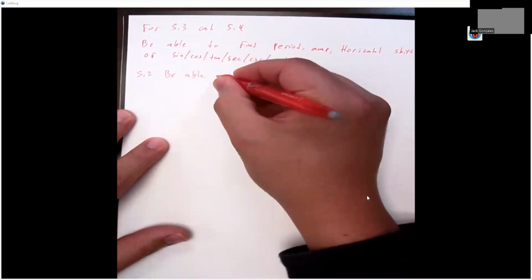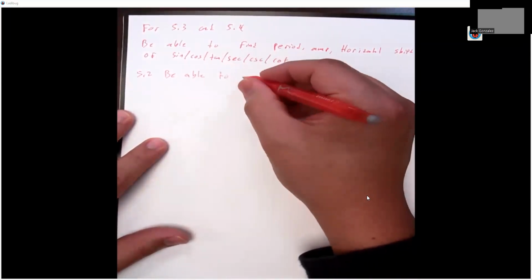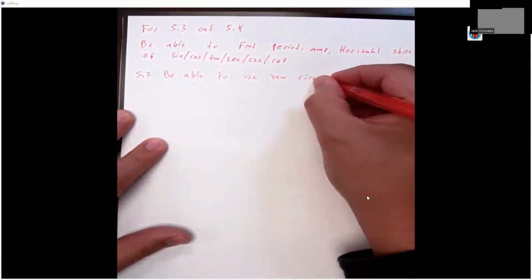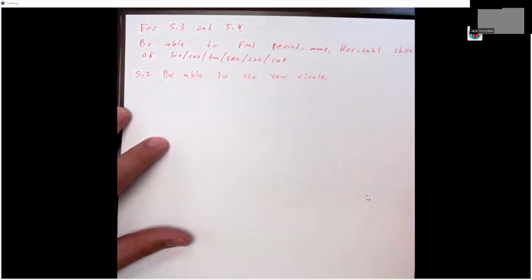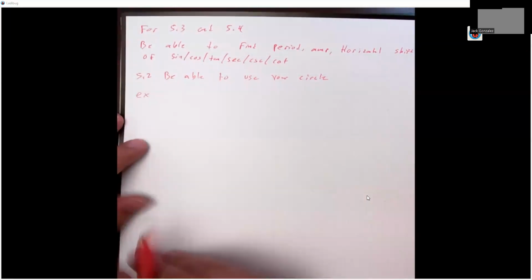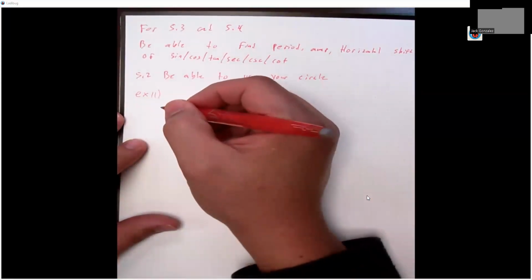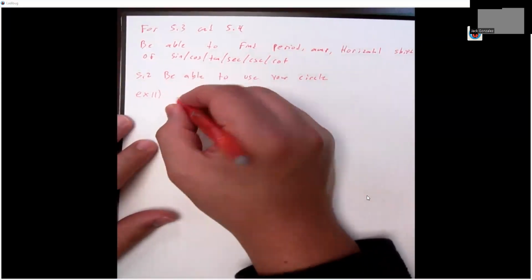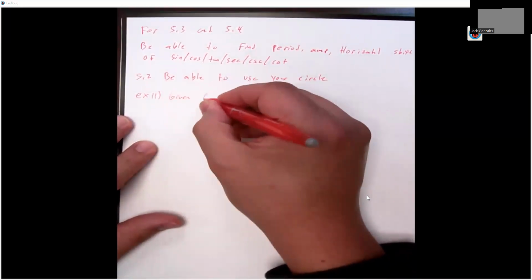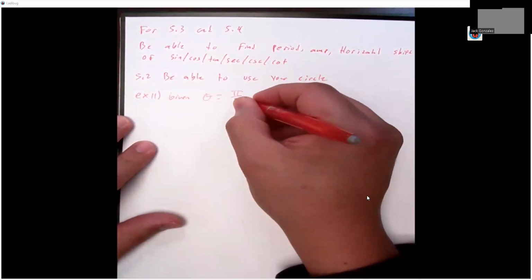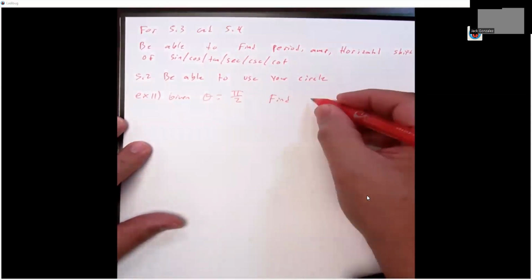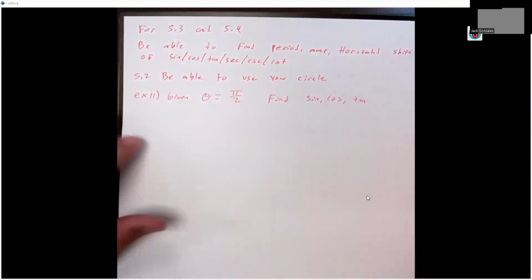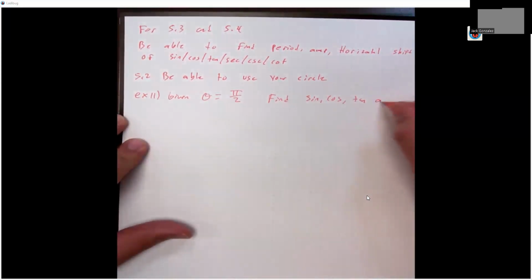Be able to use your unit circle. So for example, let's say I make up a question: given theta equal to pi over 2, find sine, cosine, tangent at theta.